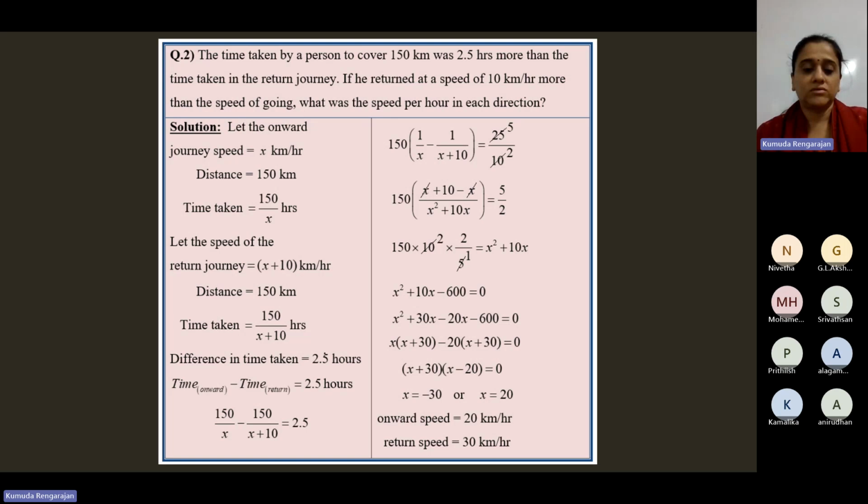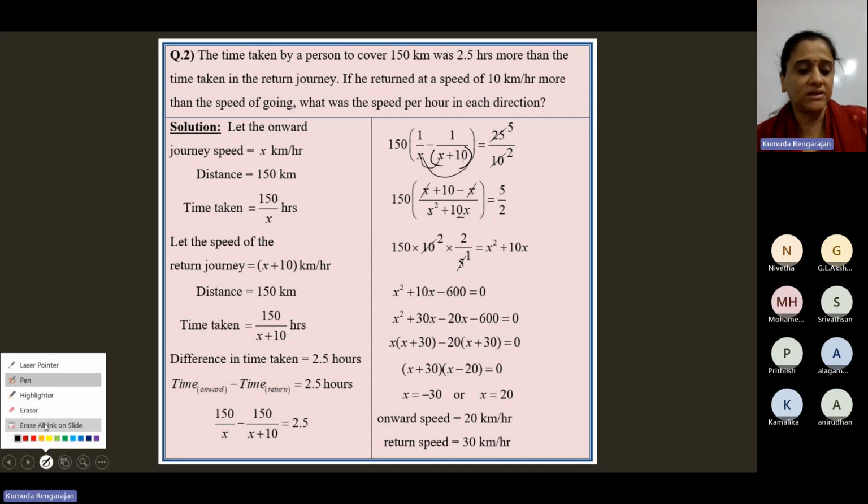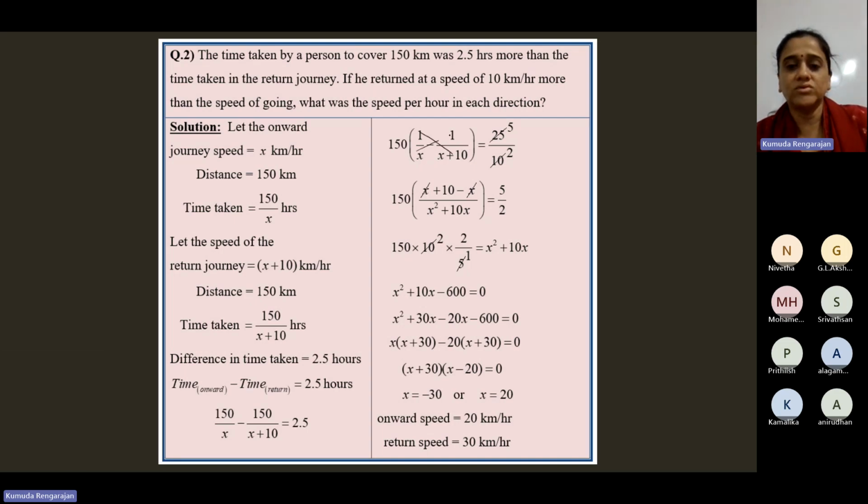Okay, so like the earlier one, take out 150 common. So you get 1 by x minus 1 by x plus 10, and here this is 5 by 2. You can directly write 2.5 as 5 by 2 also. I've made it 25 by 10 and then cancelled it and got 5 by 2. For the common denominator, I've multiplied x into x plus 10, x squared plus 10x. You understand that? That's the LCM.